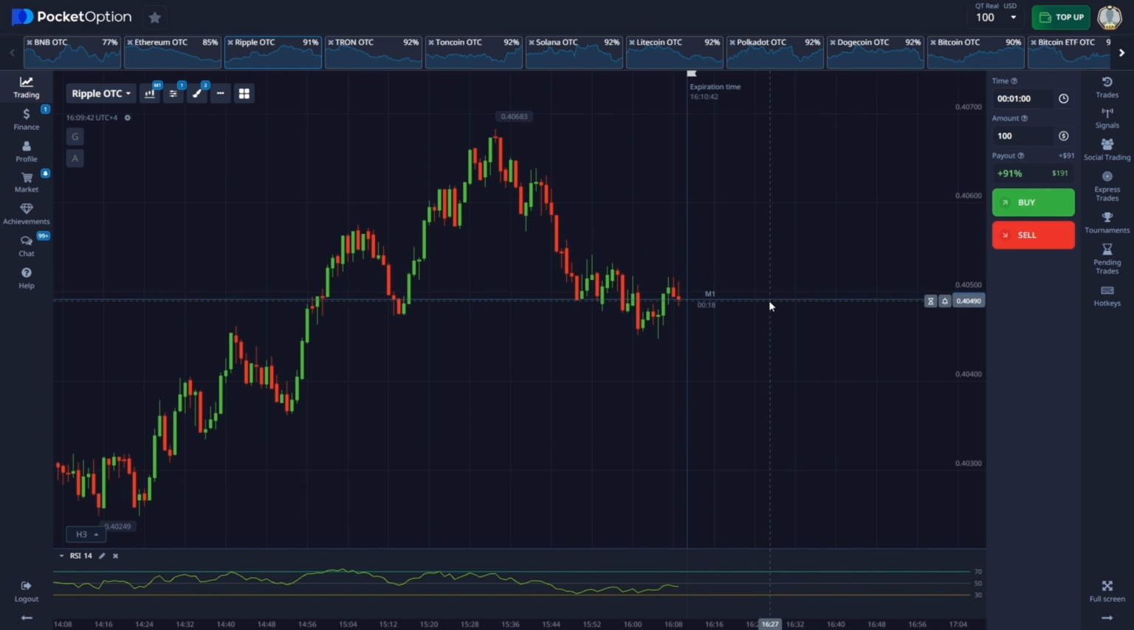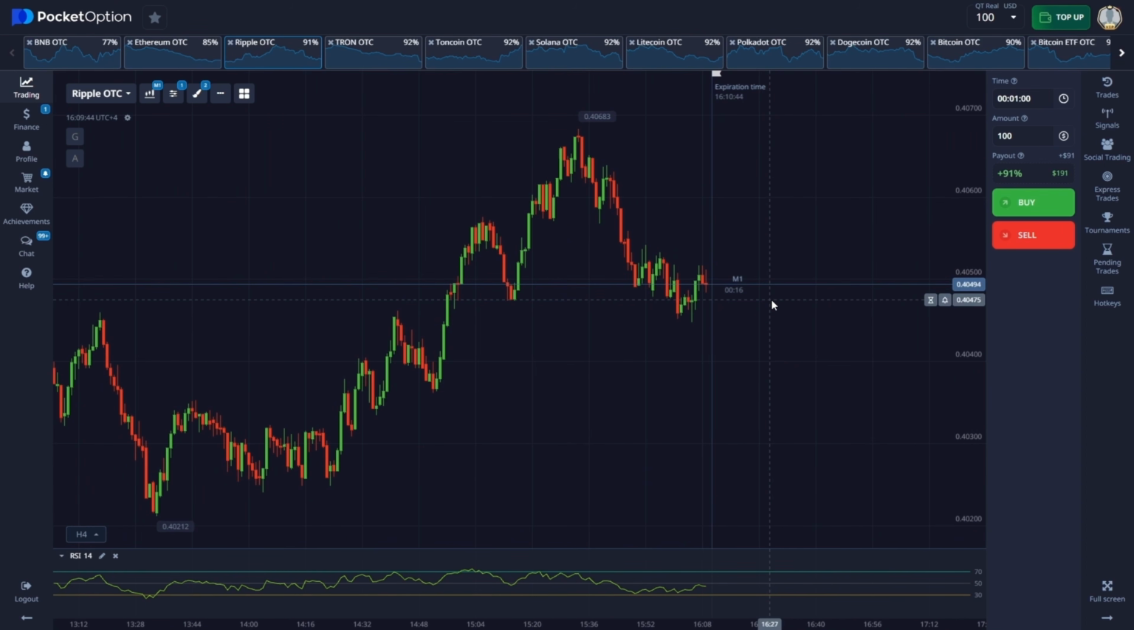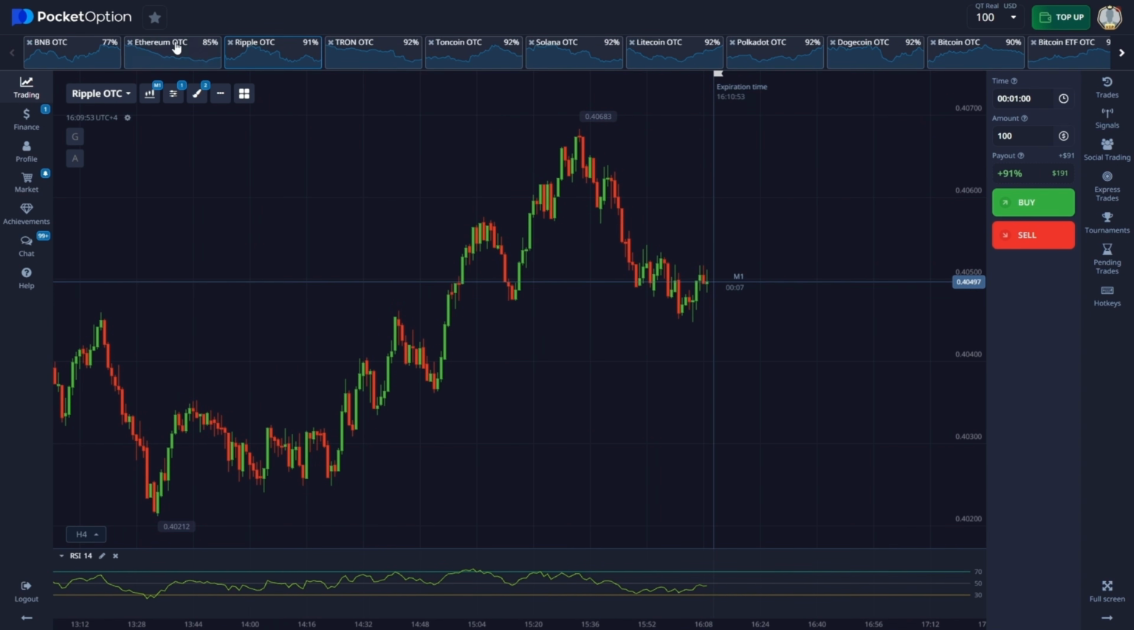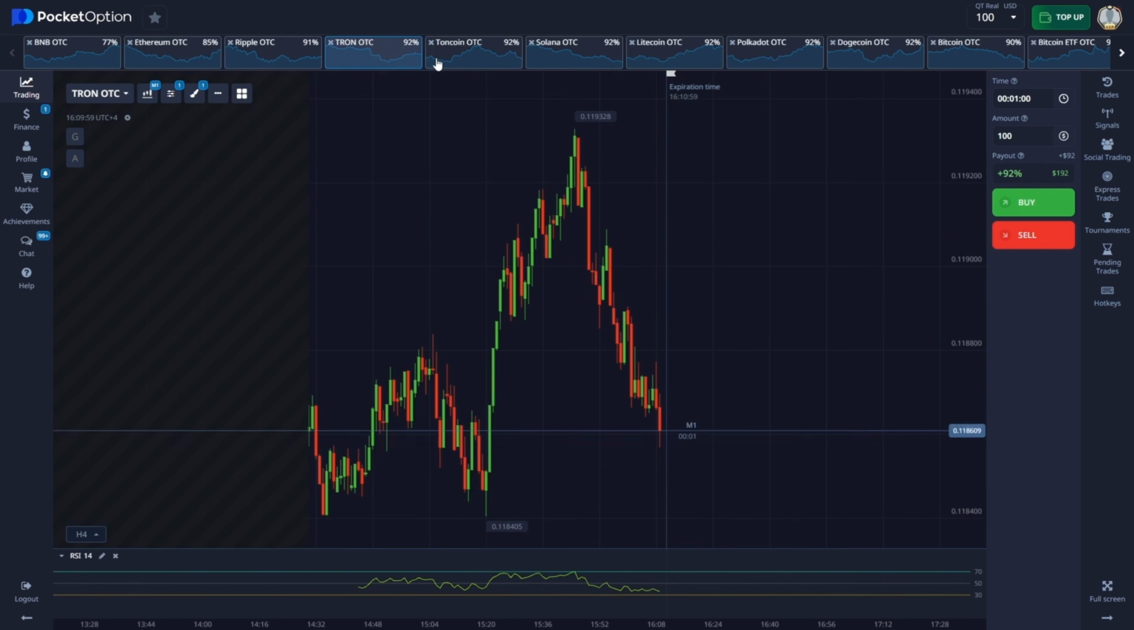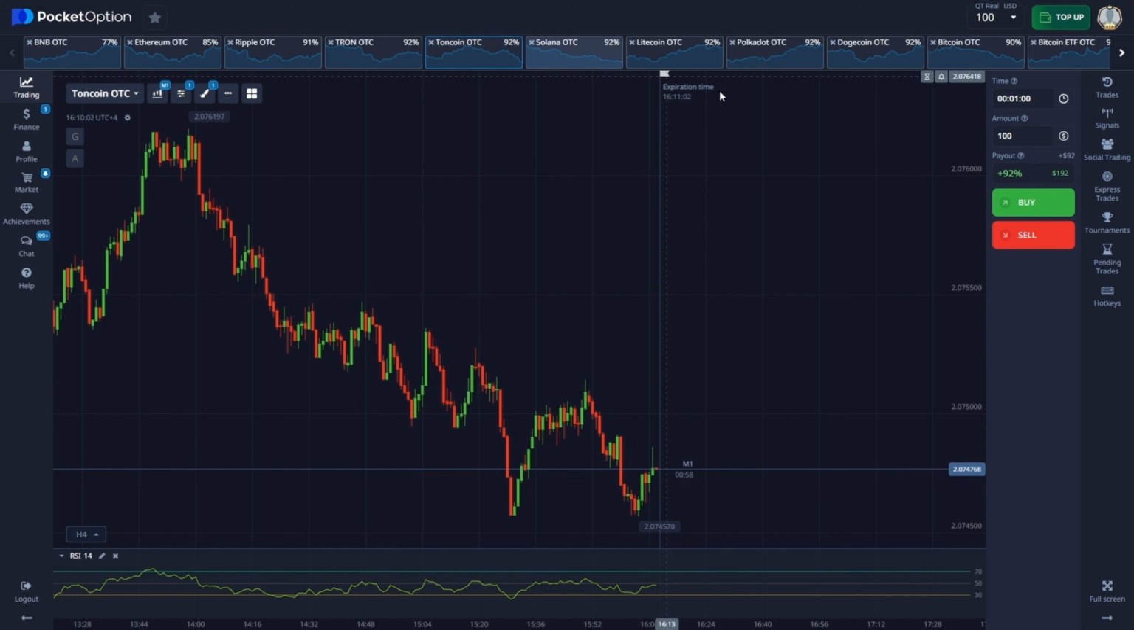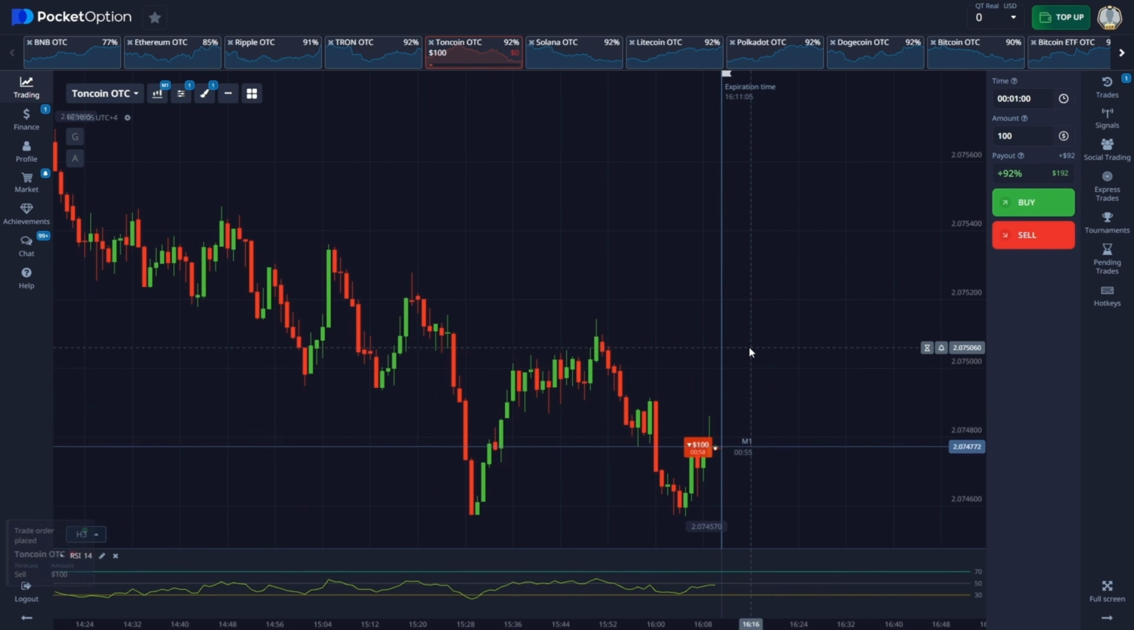The candle already closed as a red candle near the RSI level of 50, so we'll avoid that one. Let's find a trade on a different asset. On Toncoin OTC, we have a trade for a downside move. And I placed the trade for the downside move on Toncoin OTC worth $100.